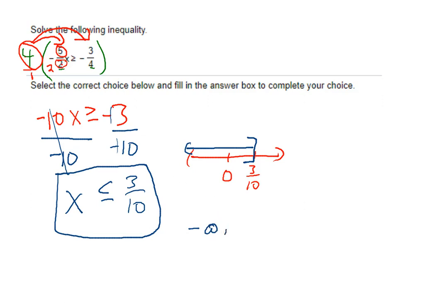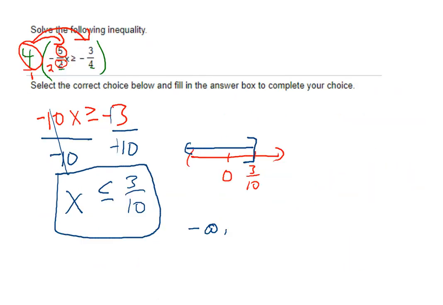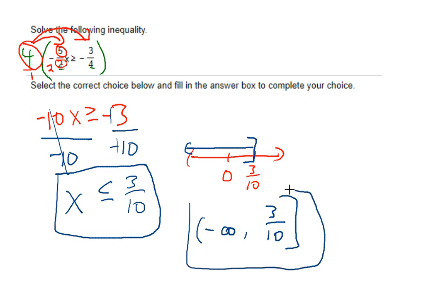Let me try that infinity symbol again. Whoops, I hit the wrong button. Sorry, I tried to undo, but it went back to a previous page. All right. So close to being done. Okay, so negative infinity. There we go. Comma 3 over 10. Brackets on the 3 over 10, always parentheses on infinity.